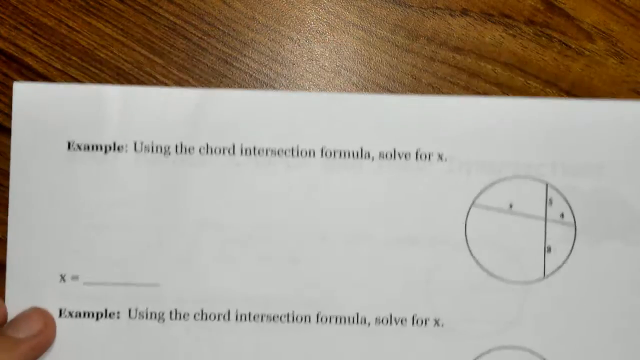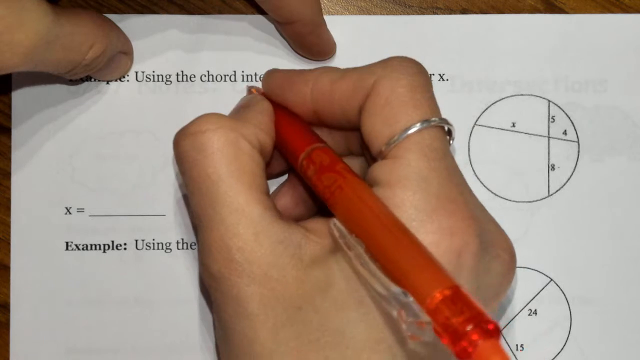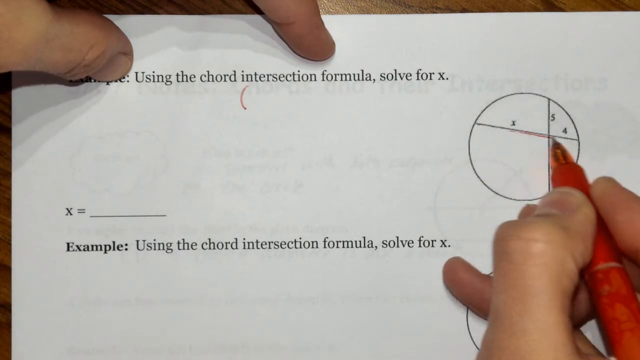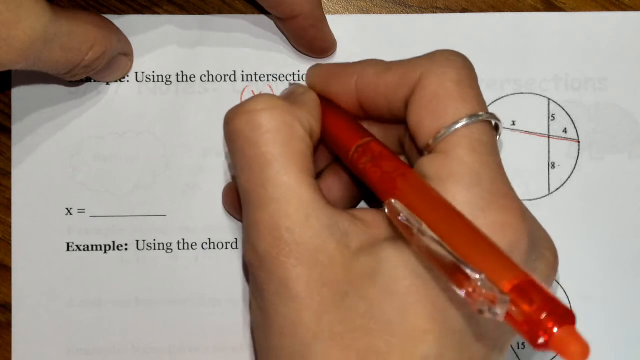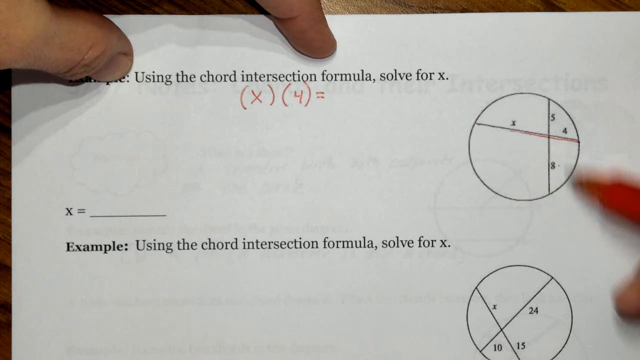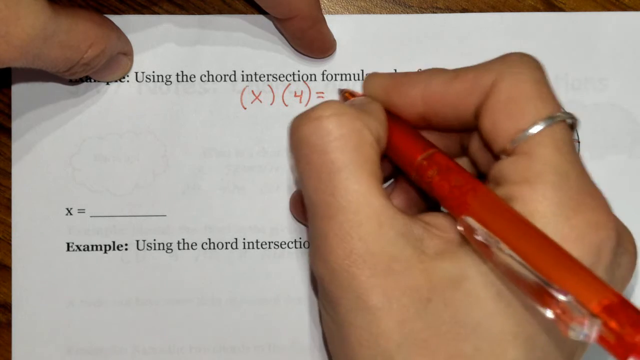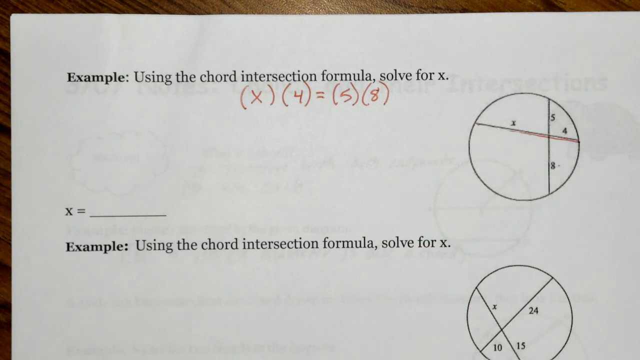First one we have, we're going to solve for x. So we're going to do our part times part equals part times part. I'm going to start off with the chord that has the x and the 4. I'm going to do x times that 4. Set that equal to the other chord's two parts, 5 times 8. It does not matter what order you multiply these in, 5 times 8 or 8 times 5. It comes out to exactly the same thing.